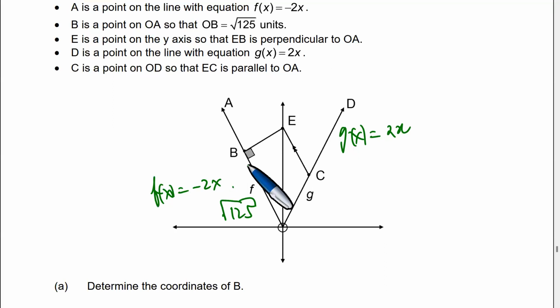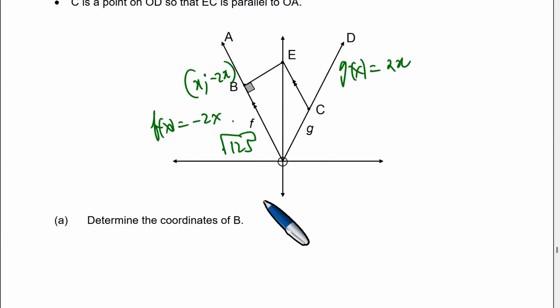Right, first and foremost, we can write the coordinates of B in the form: when x is there, the y component is this. When x is whatever it is, the y component is this, because B lies on the equation minus 2x equals f of x. So we can find the distance OB.